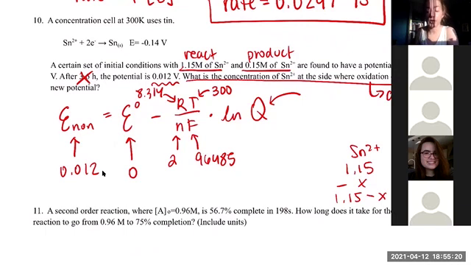Yes, the higher concentration is the one that gets reduced. Yes, you're absolutely right. So this would be the one with the lower concentration. Okay. So then ultimately what we're looking for is this value right here. We want to put that into Q. We do products over reactants.